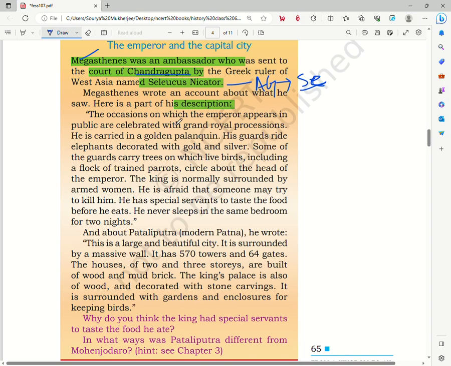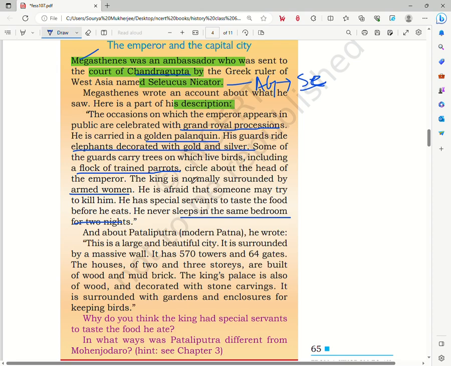The occasions on which the emperor appears in public are celebrated with grand royal processions. He is carried on a golden palanquin. His guards ride elephants decorated with gold and silver. Some of the guards carry trees on which live birds, including a flock of trained parrots, circle about the head of the emperor. The king is normally surrounded by armed women. He is afraid that someone may try to kill him. He has special servants to taste the food before he eats. He never sleeps in the same bedroom for 2 nights.